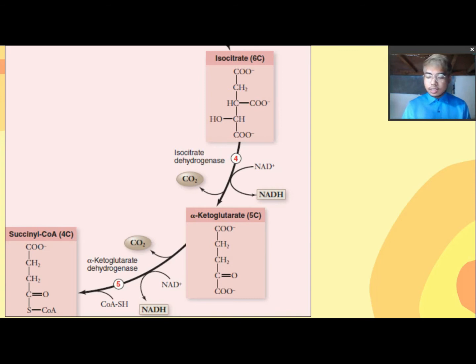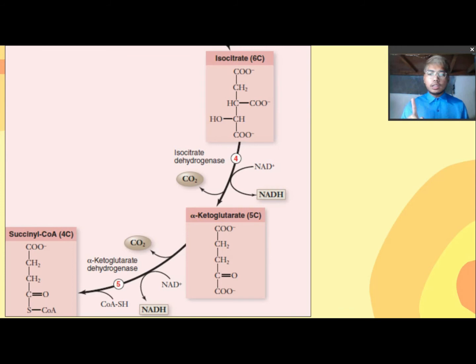Then, the next one. The second oxidation will happen when the alpha-ketoglutarate interacts with the enzyme alpha-ketoglutarate dehydrogenase. The alpha-ketoglutarate dehydrogenase will do the following things, which is technically a lot.